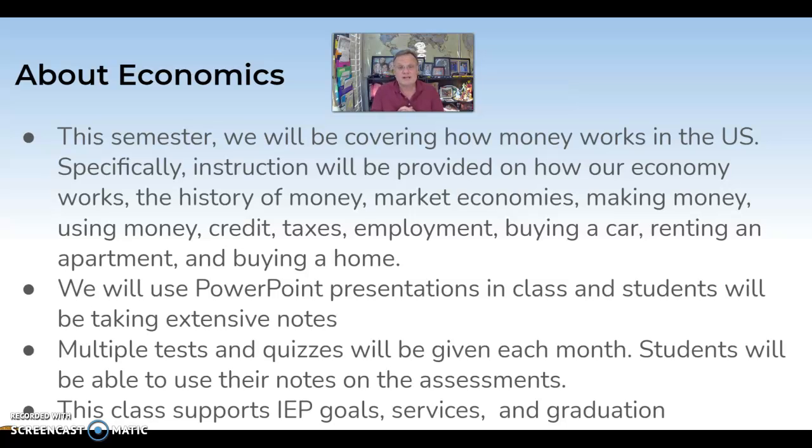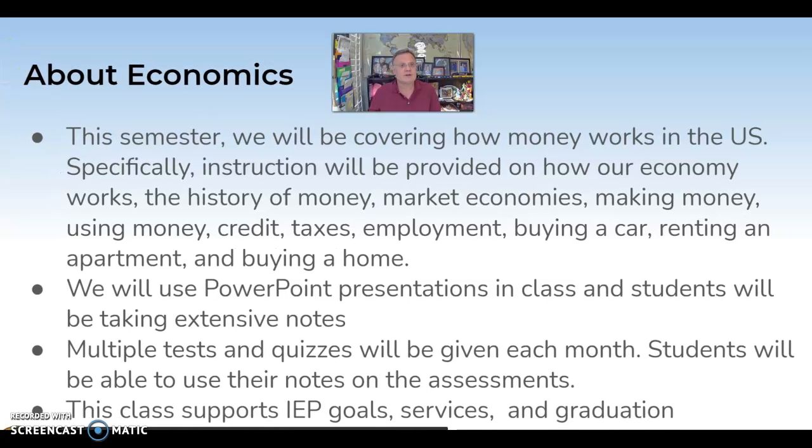We will have multiple tests during the semester and quizzes. These will be given each month, and students, again, will be able to use their notes on the assessments. And I don't give them anything that they have not seen already in their notes. They can look at their notes directly as their IEP indicates, and it's designed to provide the maximum amount of success for your student. This class supports IEP goals, services, and graduation requirements.